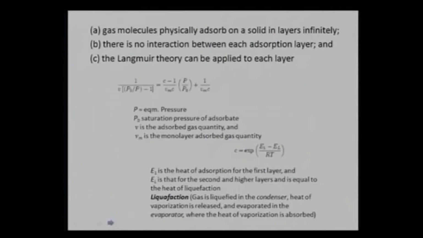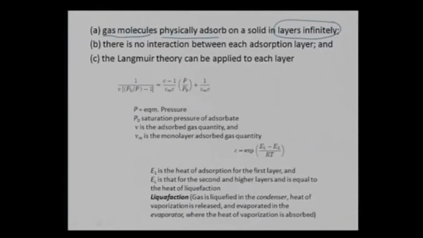So basically we assume that gas molecules are getting physically adsorbed on a surface and forming infinite layers. Depending on how many gas molecules come, there is no limitation that they be restricted to a certain monolayer or a bilayer. So in this particular assumption, we are making a practical case that gas molecules can come and sit on an already adsorbed surface as well, and it can form infinite layers.